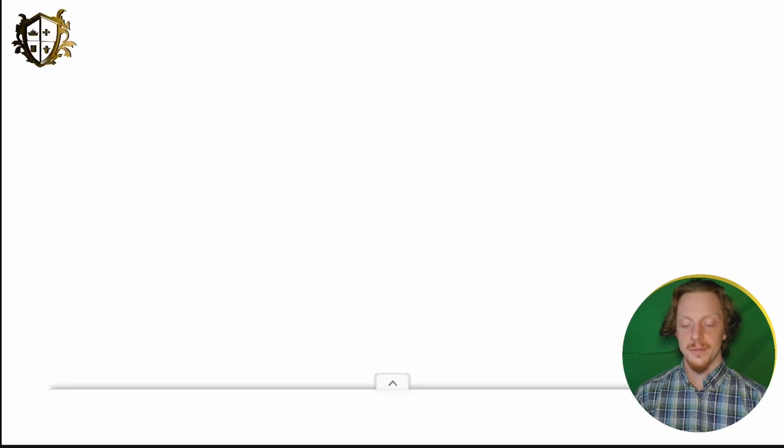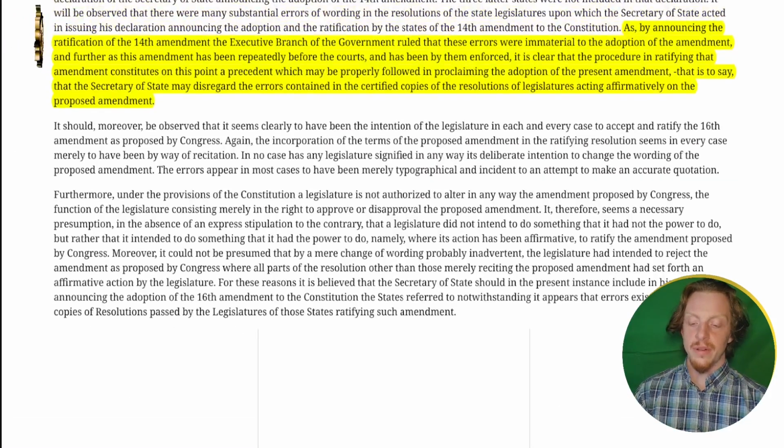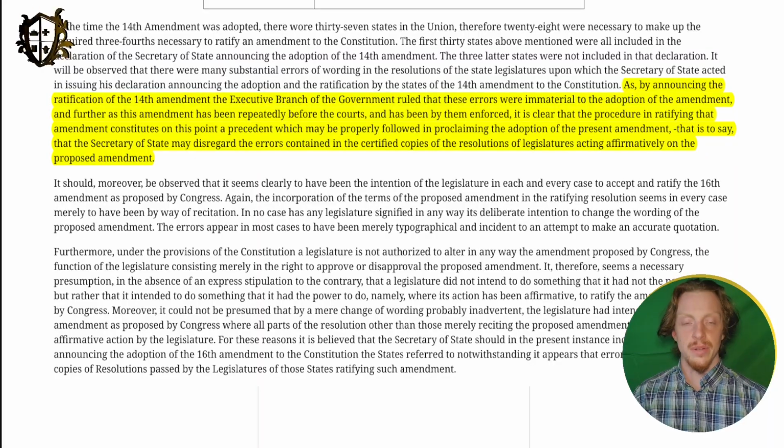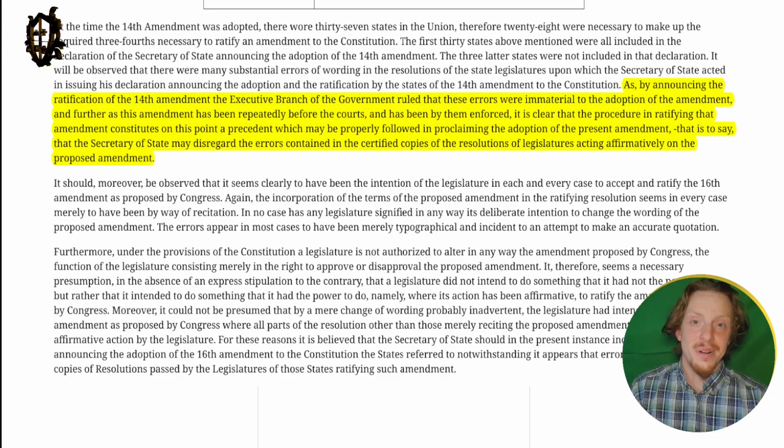None of the states, not even one, correctly followed the procedure as outlined in Article 5 of the U.S. Constitution. Therefore, this amendment, the 14th Amendment, is null, non-enforceable, because it was not constitutionally ratified. And second to that, the way the 14th Amendment was imposed was also unconstitutional.